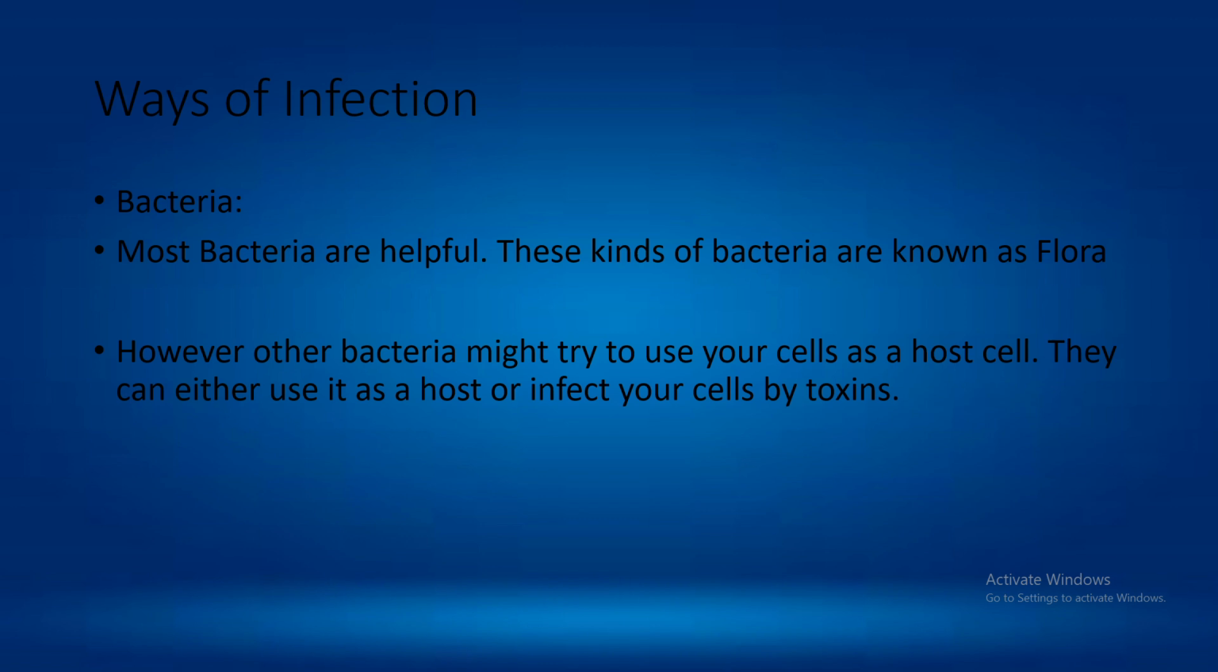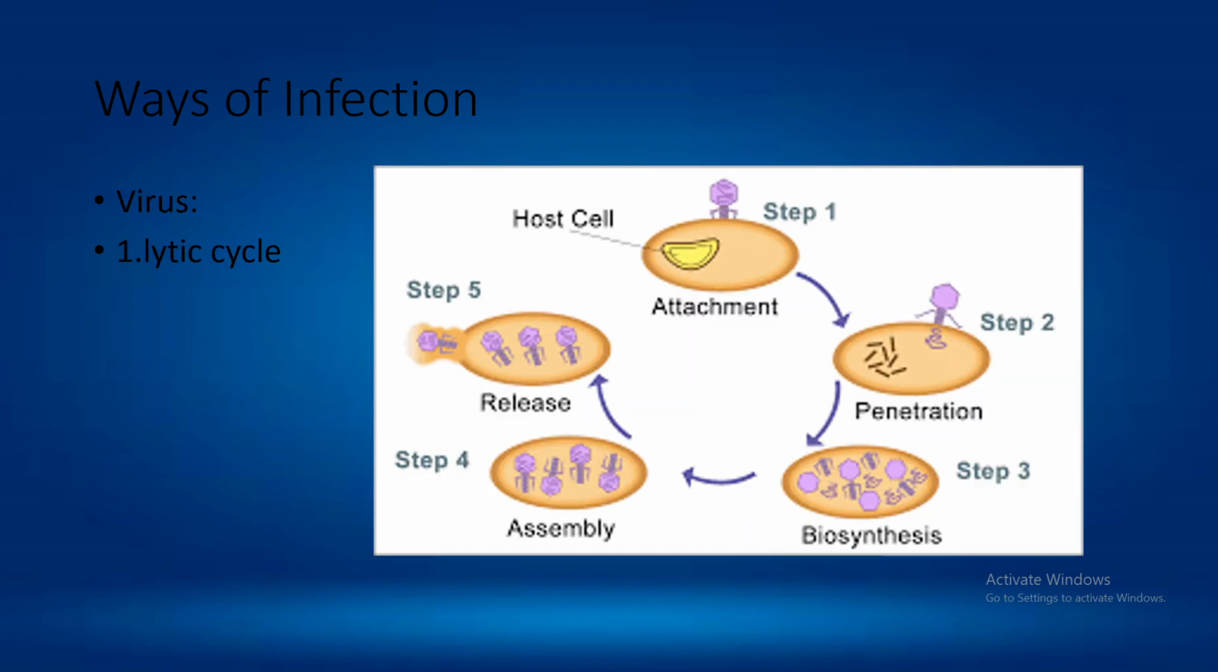Bacteria has a very bad reputation, but actually most kinds of bacteria are helpful. These bacteria are known as flora. These flora are found on your cells. However, some other types of bacteria might try to use your cells as a host cell for food, or they might try to infect your cells using toxins. The virus, however, will try to infect you, and this happens in two types of cycles: the lytic cycle, which I'm going to talk about now, and the lysogenic cycle.